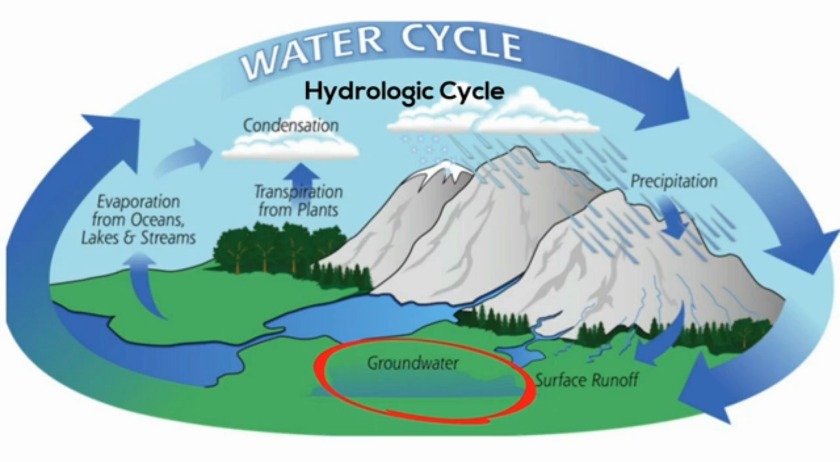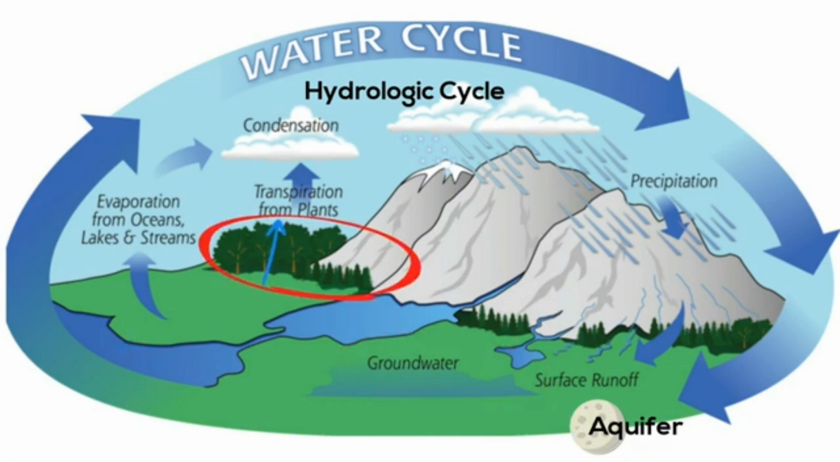The groundwater may seep its way into the oceans, rivers, or streams. Or it may go into an aquifer, which is a body of saturated rock through which water can easily move. Or it may be released back into the atmosphere through transpiration. Transpiration occurs when leaves from trees and other vegetation give off water vapor through pores in their leaves.